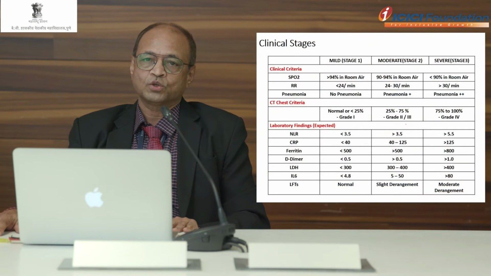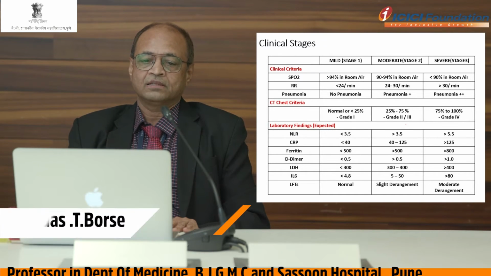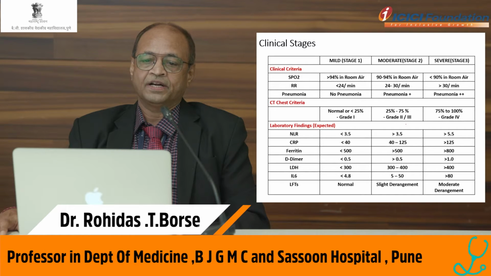Based on all these particular parameters, the clinical parameters are there. SpO2 we are taking help of, respiratory rate we are taking help of, and the pneumonia that is there, either with the help of CT scan or with the X-ray. We are taking help of the CT scan also, and the laboratory findings including NLR, that is neutrophil lymphocyte ratio, CRP, ferritin, D-dimer, LDH, IL-6 and LFTs, along with HRCT findings and simple parameters like SpO2 and respiratory rate.